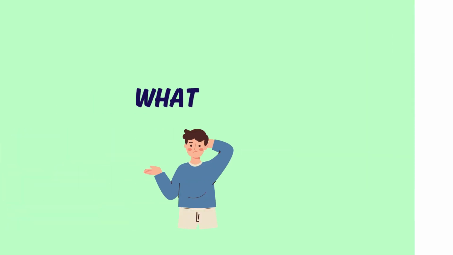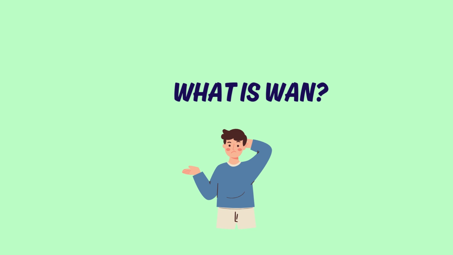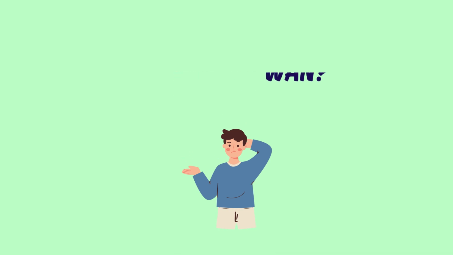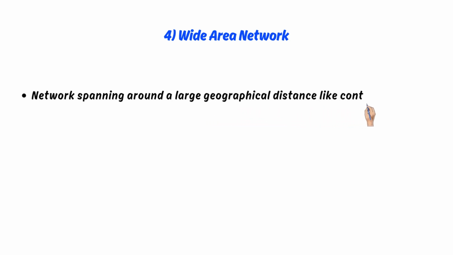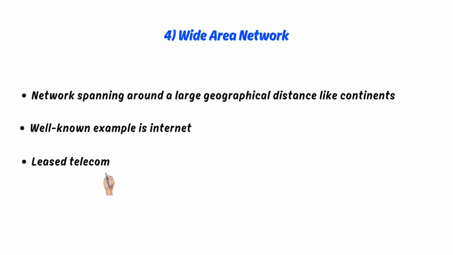Next is the giant of all, WAN, which is also known as Wide Area Network. WANs can connect computers and networks over long distances, even across countries or continents. The most well-known example is the Internet itself. WANs are built using leased telecom lines, satellites, and fiber optics. They are powerful, global, and enable communication across the world.